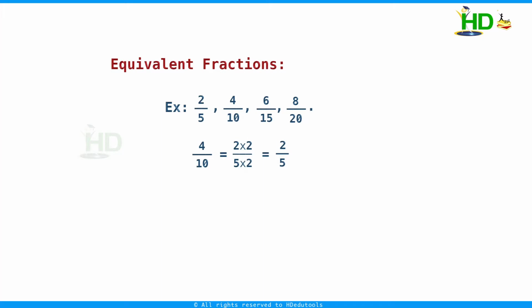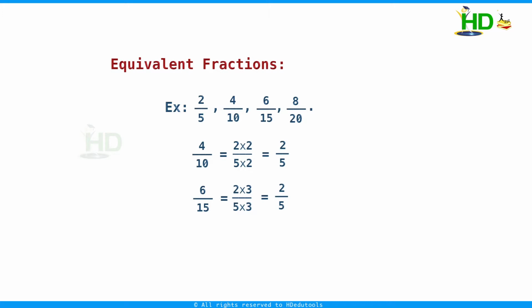And consider another fraction 6 by 15. Now this can be written as 2 into 3 divided by 5 into 3. Now here 3 is a common factor for both the numerator and denominator. Then we can cancel them. Therefore, this can be written as 2 by 5. That is, here the fraction 6 by 15 is nothing but 2 by 5.